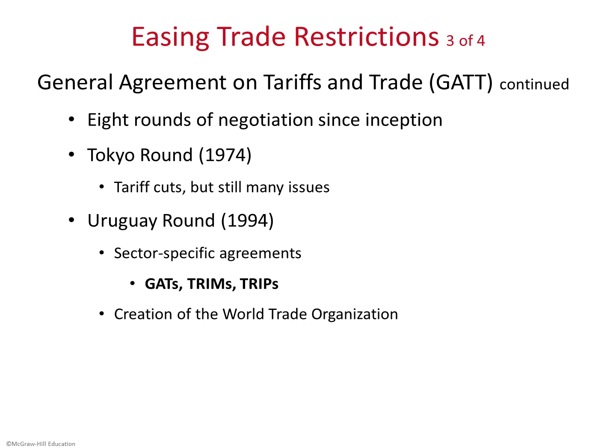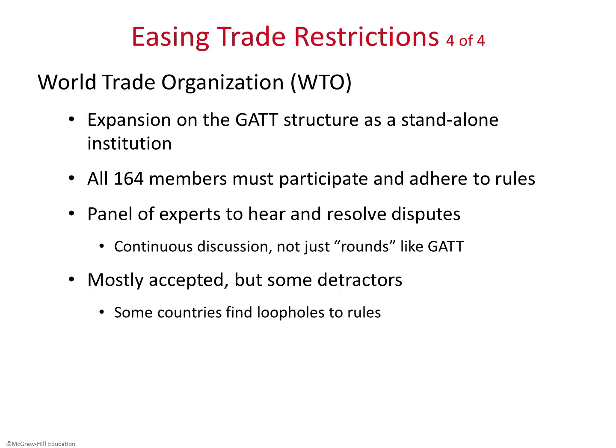The GATT has had 8 rounds of negotiations since its creation, with the creation of the World Trade Organization during the Uruguay round. The World Trade Organization is the expansion of the GATT structure into a standalone institution. It has 164 members that must participate and adhere to its rules. It has a panel of experts that hears and resolves disputes on a continuous basis and not just during rounds.